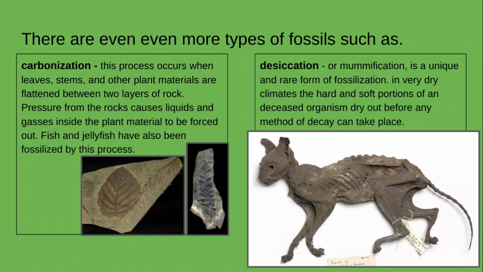There are even more types of fossils. Carbonization. The process occurs when leaves, stems, and other plant material are flattened between two layers of rock. The pressure from the rock causes liquids and gases inside the plant material to be forced out, squeezing it. Fish and jellyfish have also been fossilized by this process.